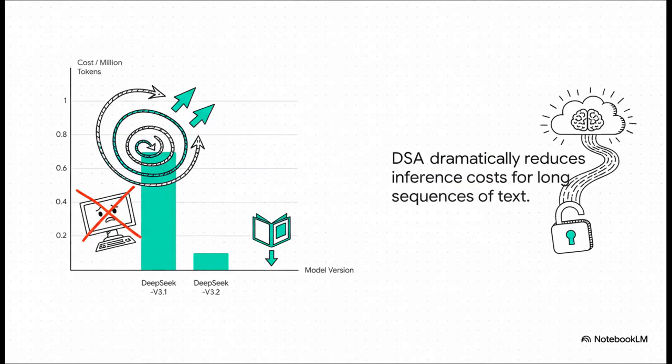And this chart right here from the paper just shows you the impact perfectly. I mean, look at these 2 bars. The one on the left, that's the cost for the older model. It just skyrockets as you feed it more text. But the one on the right, that's DeepSeek V3.2 with this new DSA, and it stays incredibly low. This is not just a small improvement, you guys. This is a total game changer for making this kind of powerful AI actually affordable.